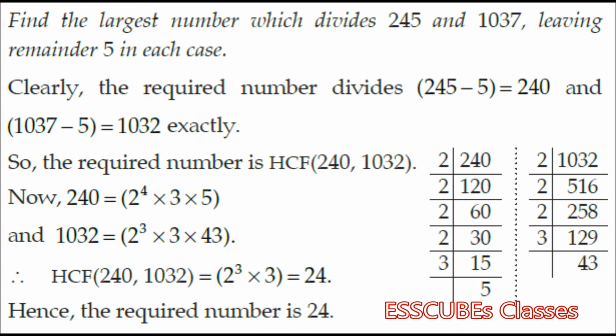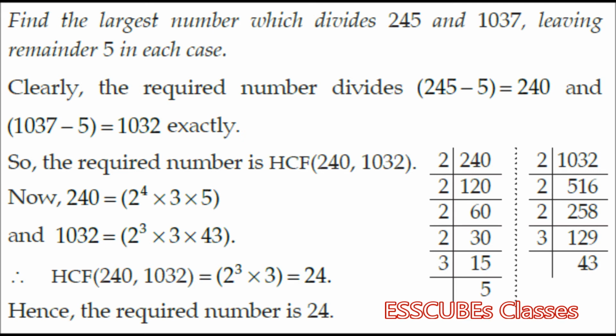Now, if I find the HCF of these two numbers, I know that this is the required number. So how do I find that? I simply go by the prime factorization method and I find that 240's factors are 2 to the power 4, 3 and 5, while that of 1032 is 2 cube, 3 and 43. If you check, HCF means the lowest power, and we find that 2 cube and 3 come up, meeting our requirements. So the required number is nothing but 24.